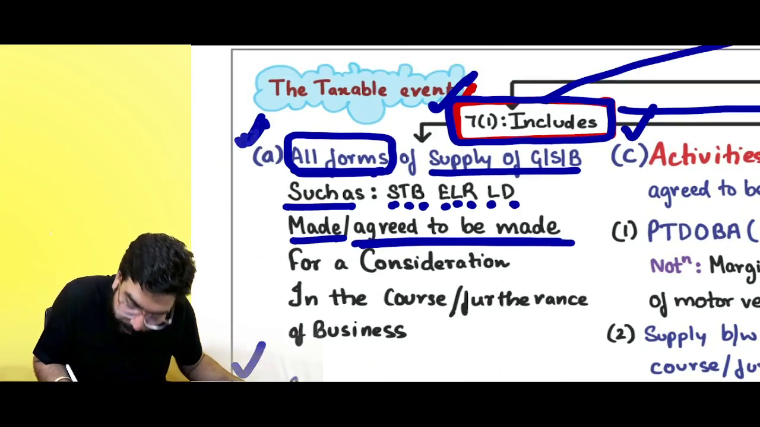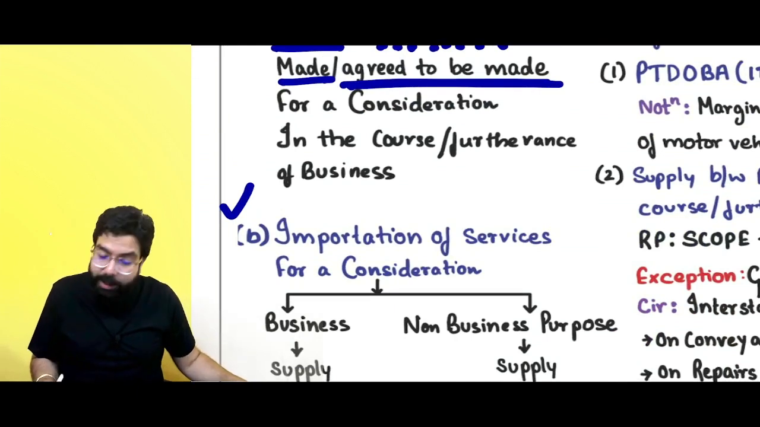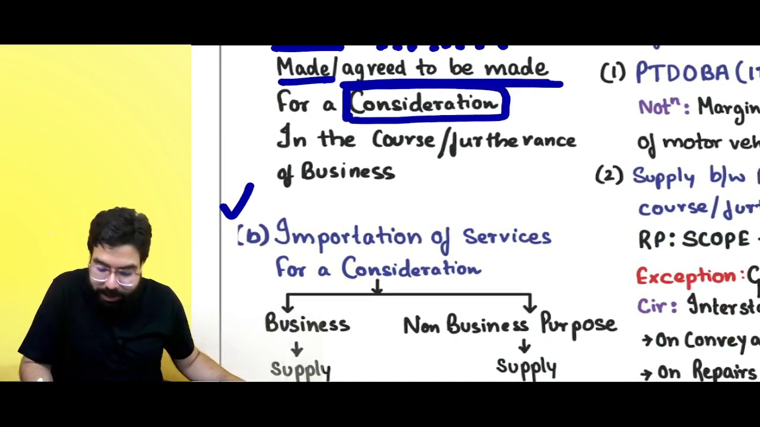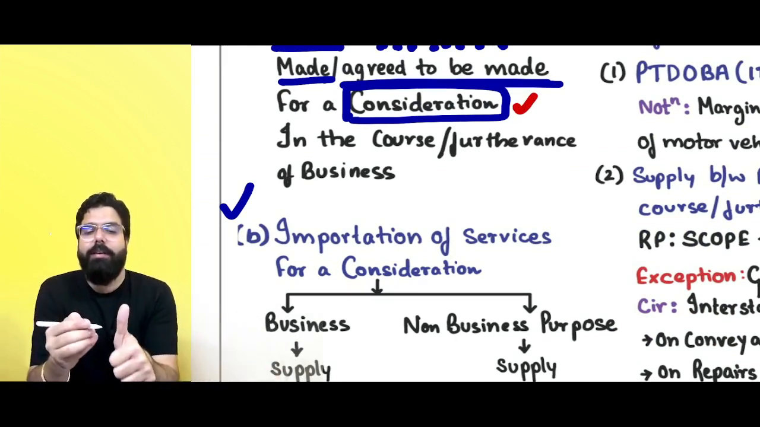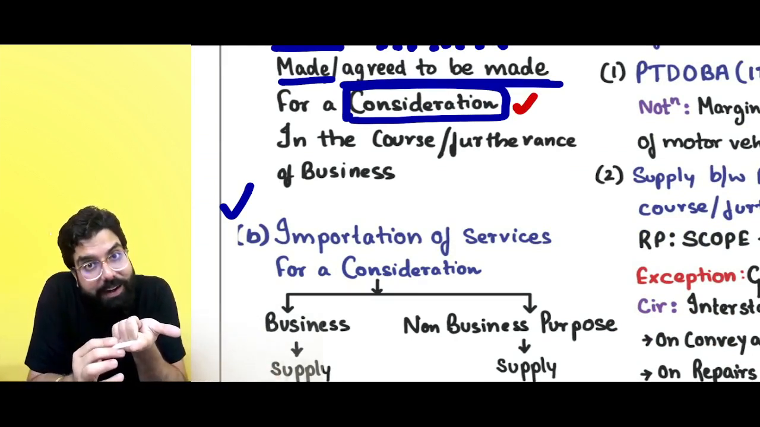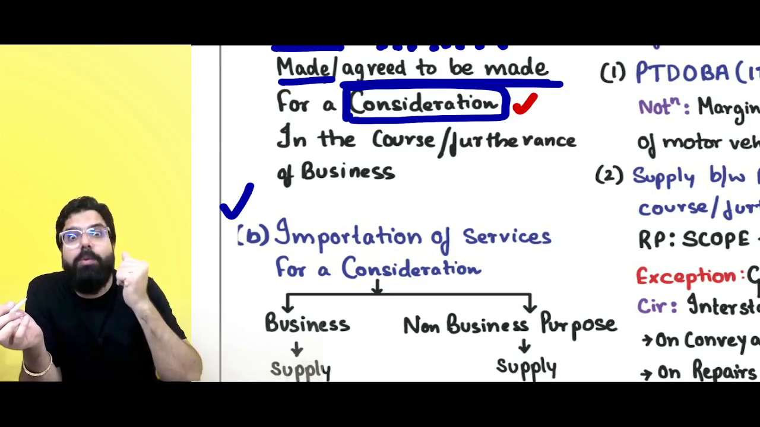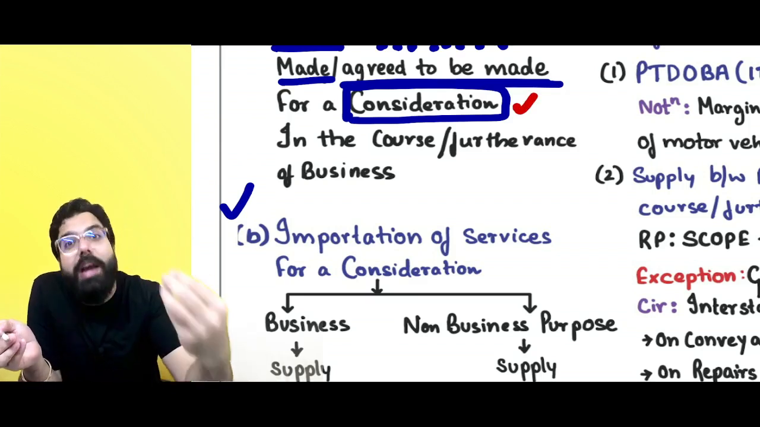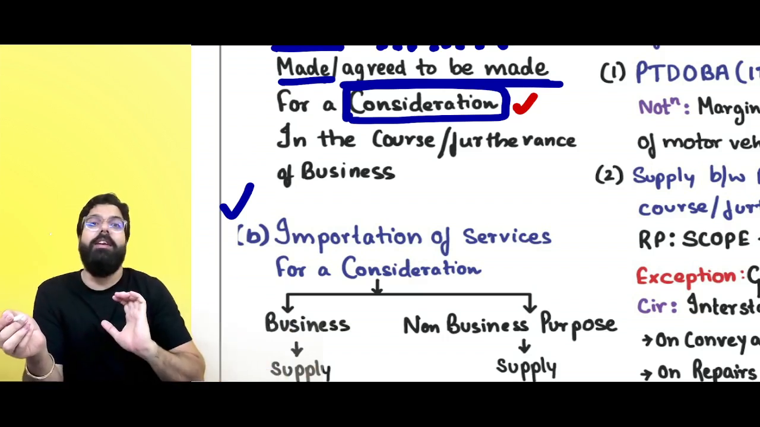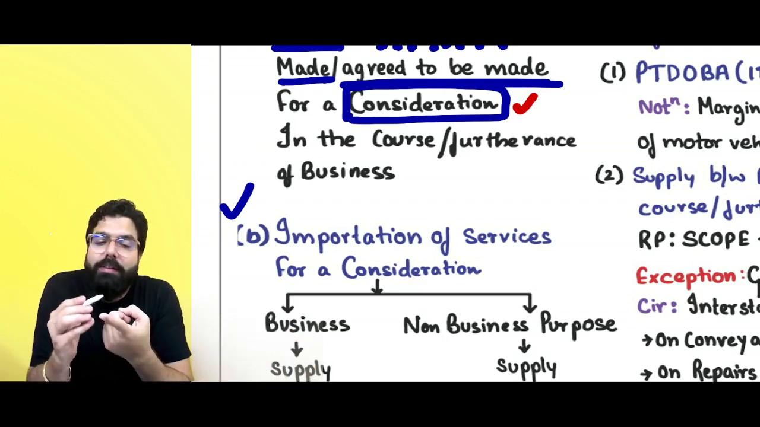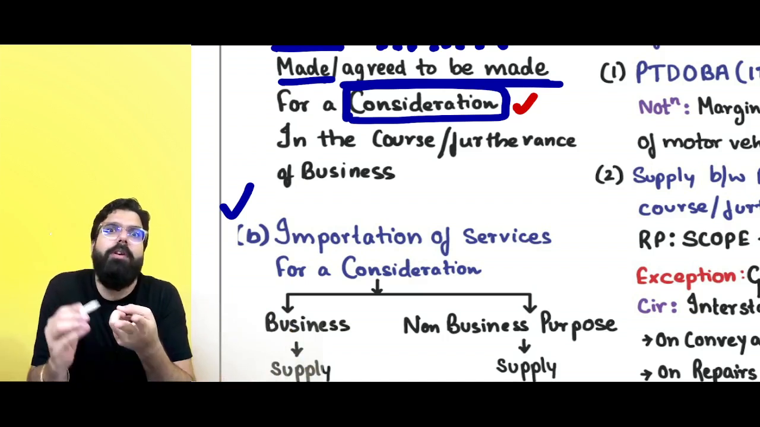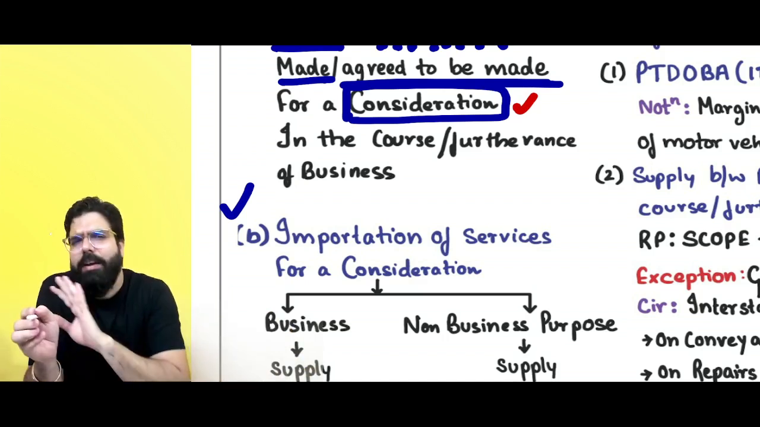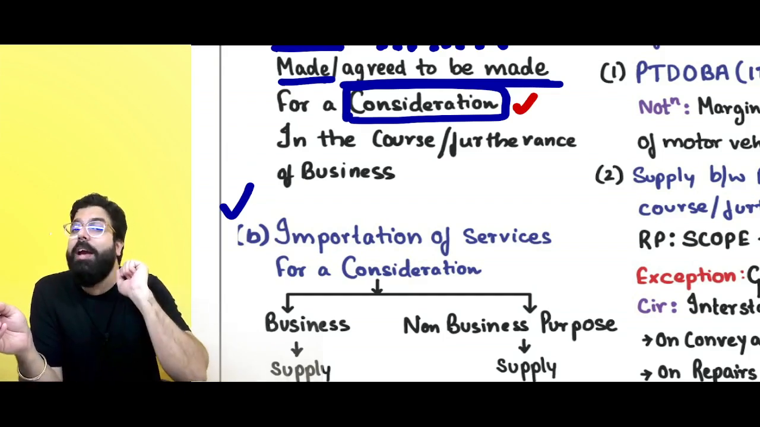It says all forms are included, whether made or agreed to be made, but it has to be for a consideration. Sir, what do you mean by consideration? Always remember, consideration can be in cash, in kind, or an act done by you. Consideration can be a forbearance, where you say, okay, I will not do this. That is also a consideration. Consideration can be monetary or non-monetary, in cash, in kind, or an act.